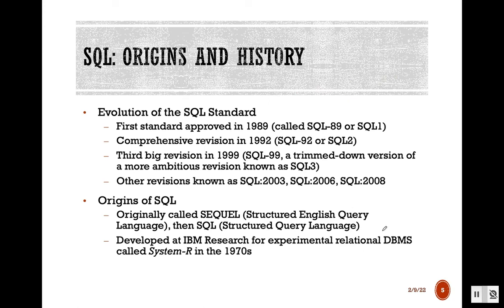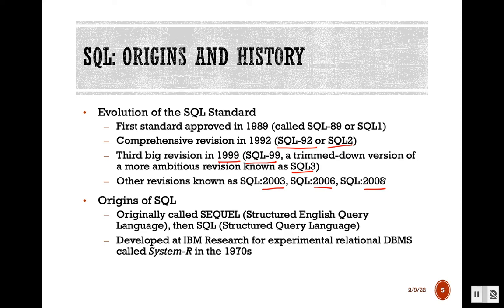Let's briefly see some origins and history of the SQL standard. The SQL standard was first approved in 1989. It used to be called SQL-89 or SQL-1. Then it had another revision in 1992, called SQL-92 or SQL-2. The third big revision was in 1999, called SQL-99 or SQL-3. Then there were other revisions in 2003, 2006, and 2008.